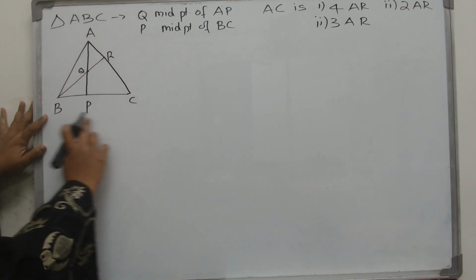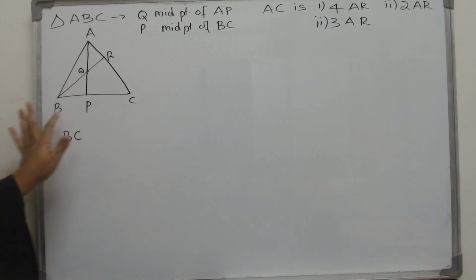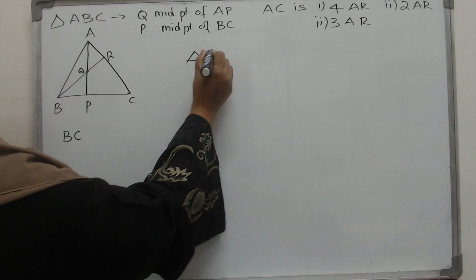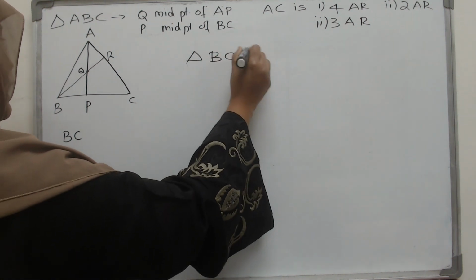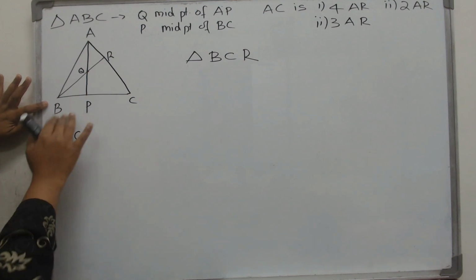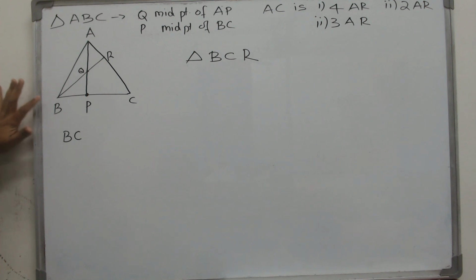First, let us start with BC. Let us find some way to connect BC and R. That is what our question is about, right? So let us consider the triangle BCR. Now if you consider the side BC, you see that P is the midpoint. That is what is given, right?